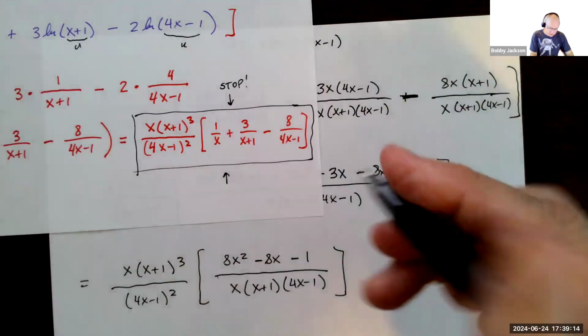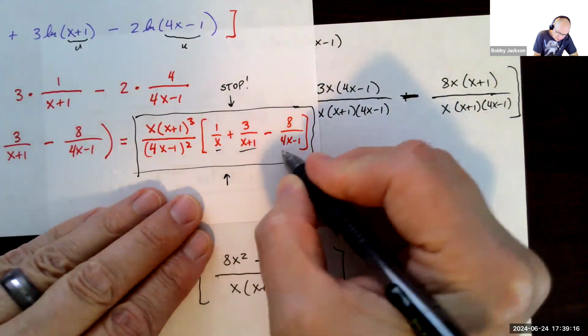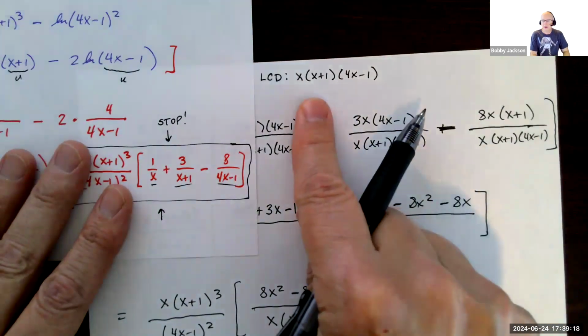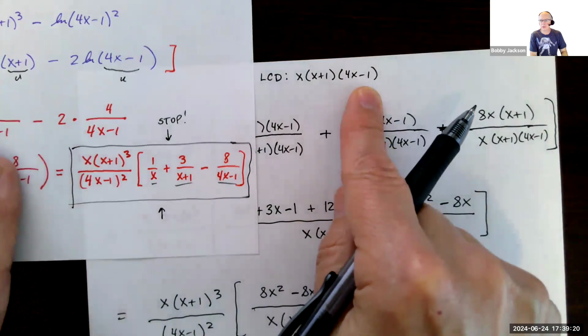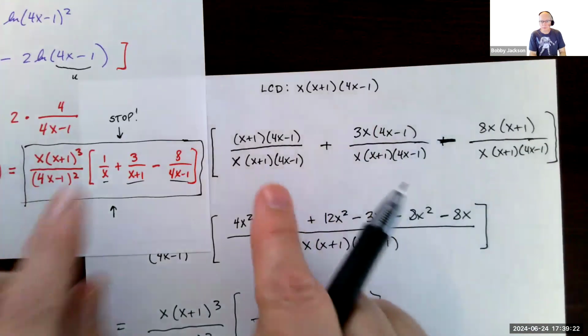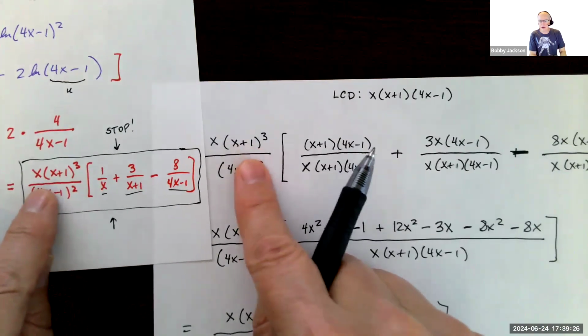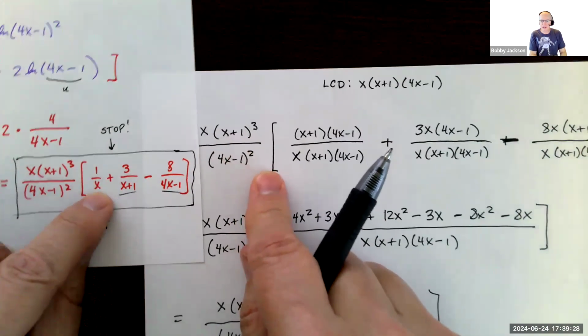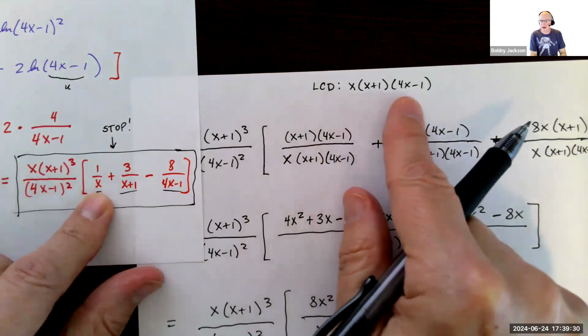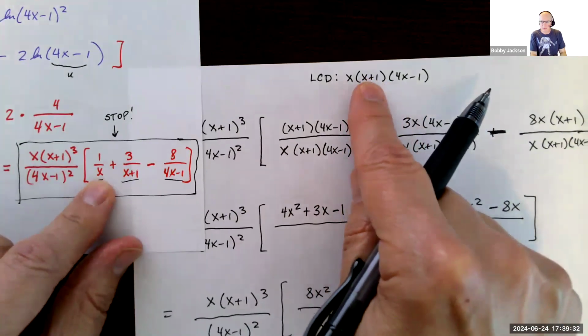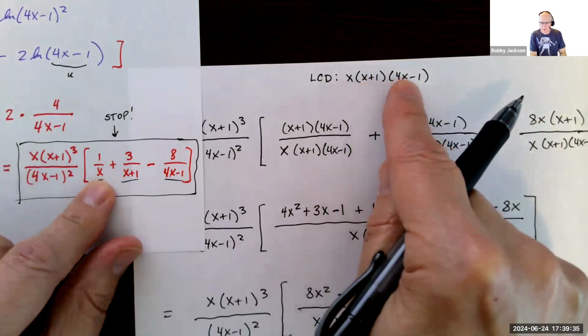So notice the least common denominator. I've got an x, an x plus 1, and a 4x minus 1. So the least common denominator is just the product of those. Again, I've got this expression out here, and then in brackets I've got 1 over x. I want to write that over the common denominator, so I need to multiply top and bottom by x plus 1 times 4x minus 1.